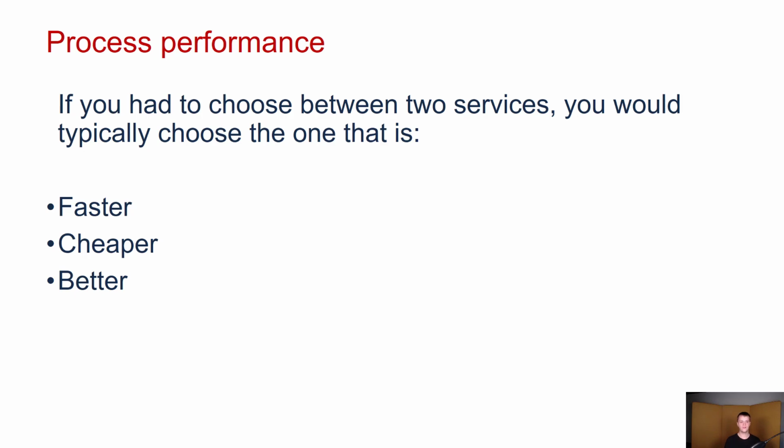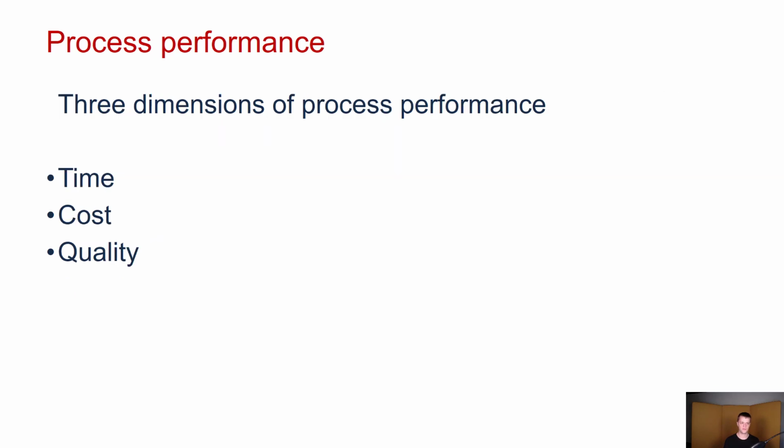Obviously, this leads us to the three dimensions of process performance, which are basically time, cost, and quality. Now, when you are optimizing your processes for one of those, it is often the case that you will have to make some concessions in other areas. For example, if you want to drive the costs down, then this might very well mean that the quality is going to suffer a bit as well.